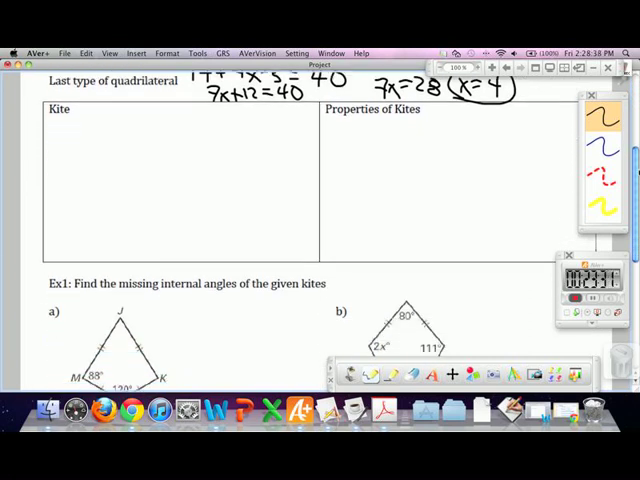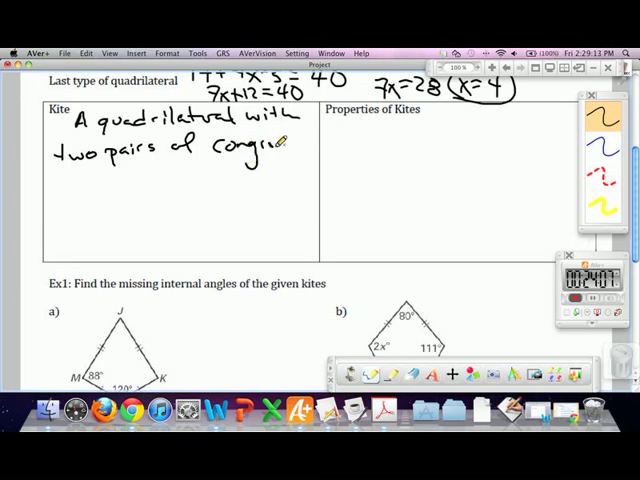Our last type of quadrilateral is neither a trapezoid nor a parallelogram. So there are going to be no parallel sides here. However, there is something important. The last quadrilateral is called a kite. It has no parallel sides, but it is a quadrilateral with 2 pairs of congruent sides. So we are going to have 2 pairs of sides that are congruent, but they're not opposite of each other.